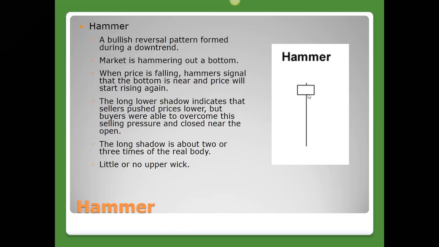And not only were the buyers able to push the price to the open, they were able to go past the open price and close higher than the open price. So this is a very bullish signal, and shows that the buyers have come into the market and now they may have the upper hand. Generally at the very top, we'll have either a short wick or we may not have a wick at all.